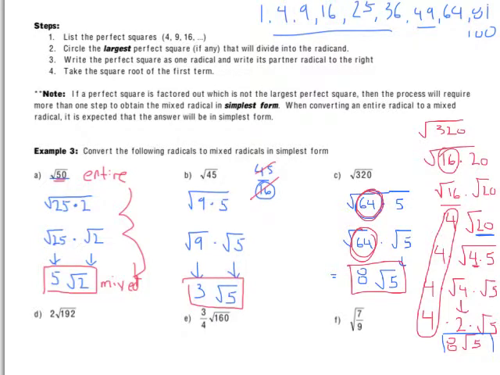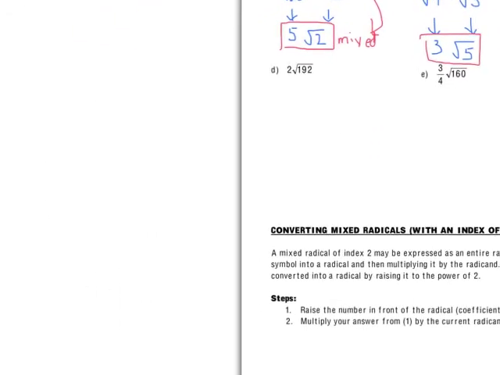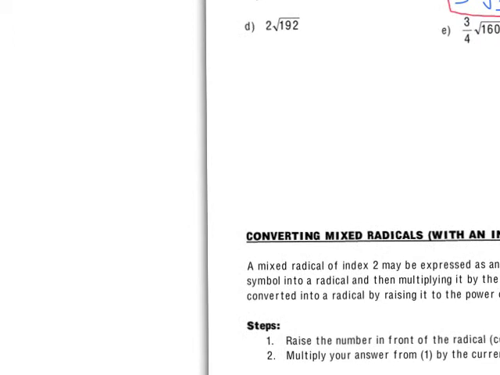Okay, let's do a few more examples. Okay, move this one over here a little bit and blow it up. So I have the 2 times the square root of 192. So step number 1: well, the 2 is already outside, so we're just going to keep it as it is here. And the square root of 192, we have to split up.